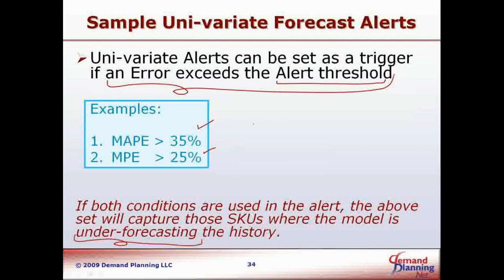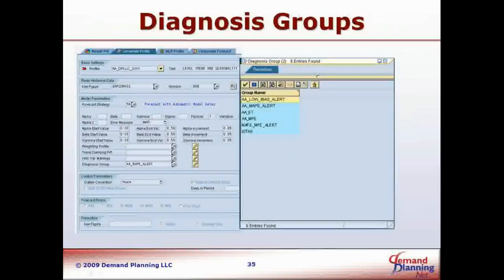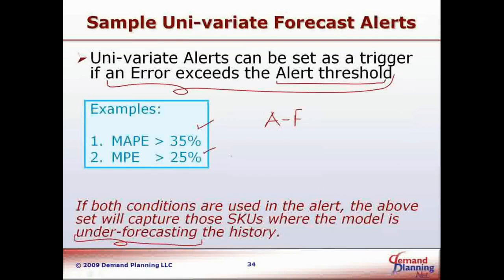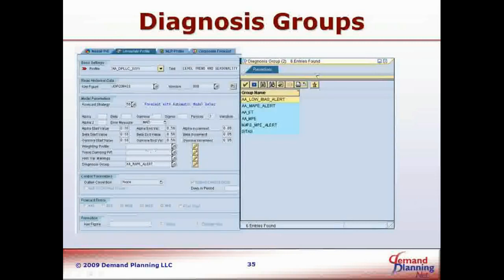So you could say, well, my alert could be a combination alert: a MAPE greater than 35% and MPE greater than 25%. If both conditions are met, I want to know which SKU it is that the model has produced such a result, right? If both conditions are used in the alert, the above set will capture those SKUs where the model is under forecasting the history, right? So you obviously know this: MAPE of 35% is a pretty significant error, whereas the MPE is constantly higher than 25%, right?